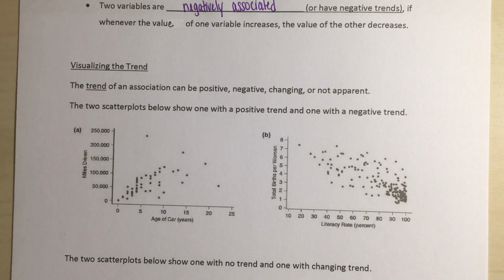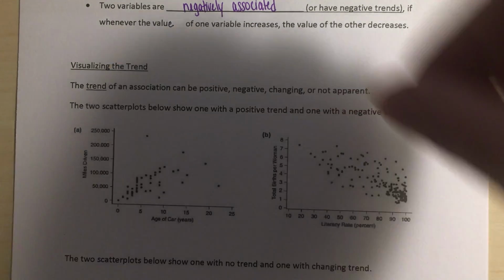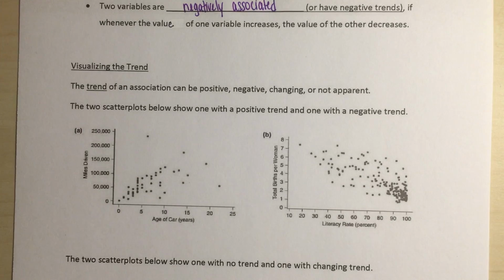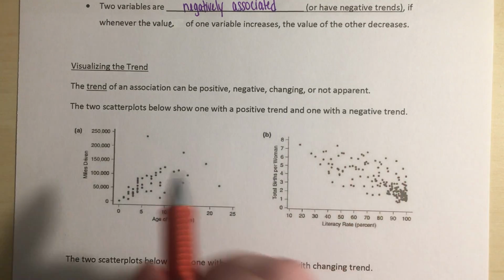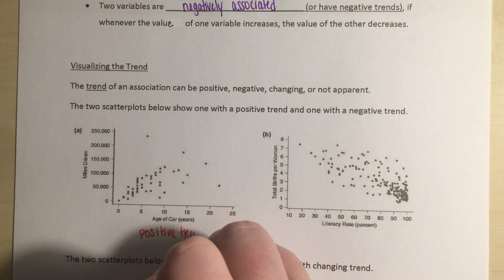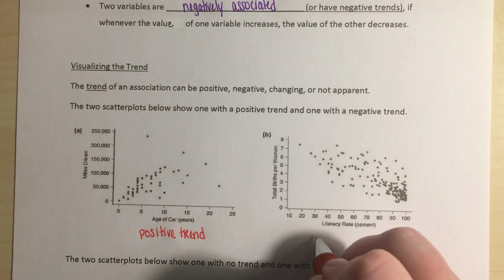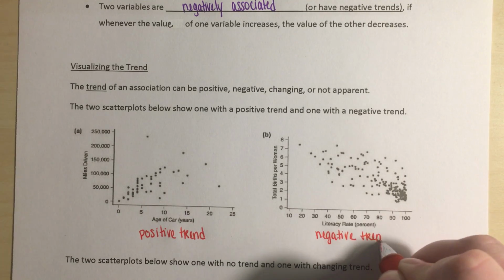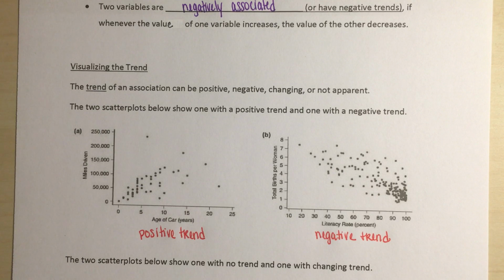So the trend of an association can be positive, negative, changing, or not apparent. So when we're looking at these examples, we could see a few different things as we're going through. Right? So the two scatter plots below show one with a positive trend and one with a negative trend. We've already mentioned based on our previous example that if we're going up, this is going to show a positive trend. Right? And if we are going down, as in this case, we see a negative trend.